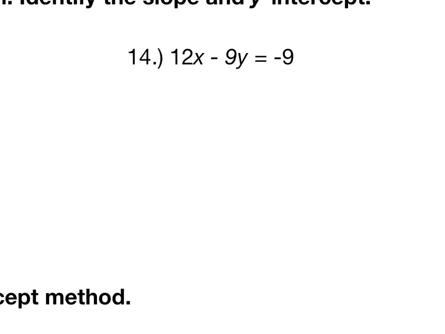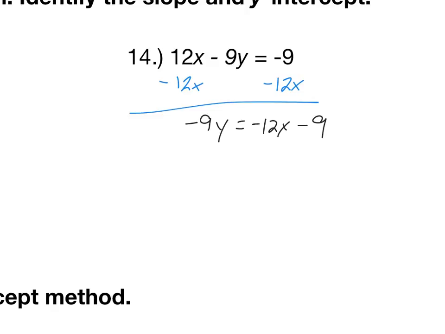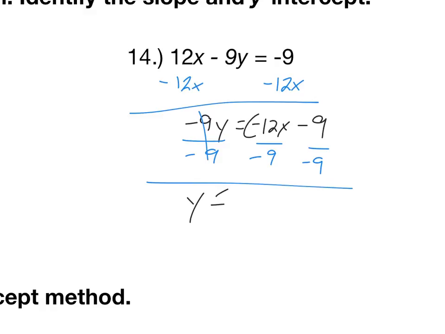Alright, again we're going to solve for y, so that would be subtracting 12x on both sides, and that would give you -9y equals negative 12x minus 9. We still haven't solved for y yet. y still has that negative 9 attached to it, so we'll divide everything by negative 9. And if you do that, you get y equals, well, this is a negative and a negative, so that would turn into a positive. And then 12/9 can be simplified to 4/3. And then negative 9 divided by negative 9 would be plus 1.